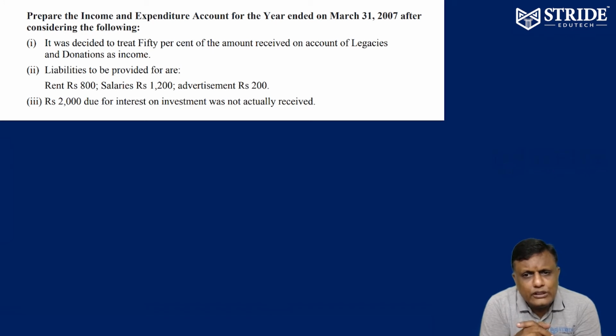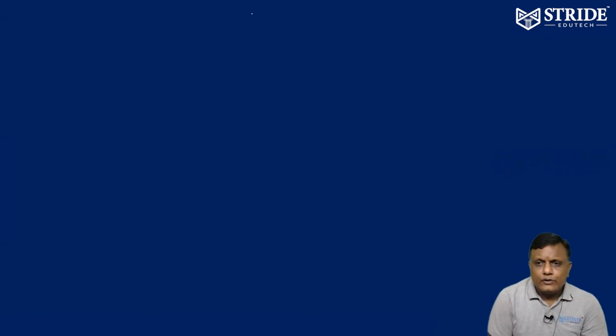Third point, 2,000 due for interest on investment was not actually received, which means it is accrued. We already invested in the bank or somewhere else, so we are supposed to receive interest. It is already accrued in our name, yet to be received. How much? 2,000. This is called accrued interest. We have to post it on the income side, so interest received plus accrued interest. Number 2, it should be posted to the current asset side as accrued interest, because 2,000 is accrued and yet to be received. That's it.